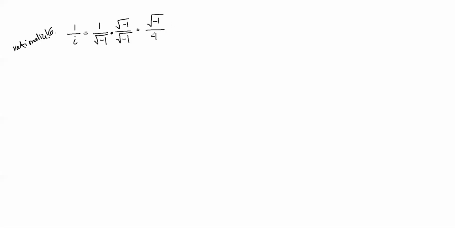And now to do a little bit of simplifying, we can't cancel these out, but the square root of negative 1 is i. So I'm going to change it back. The bottom is still negative 1, and any number divided by negative 1 is just going to flip the sign. So this is negative i.